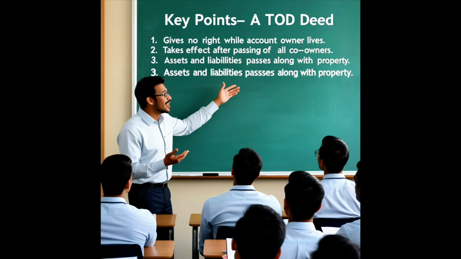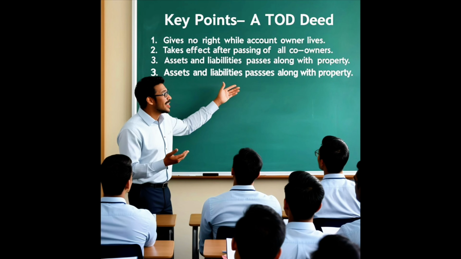Number three, if the asset is jointly owned, the deed only takes effect after the last owner or co-owner passes. Number four, debt is transferable. Thus, as the asset or property passes directly to the beneficiary, any debt or mortgage that was tied to the assets transfers along with the property.